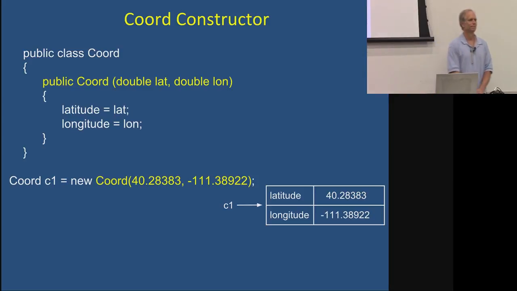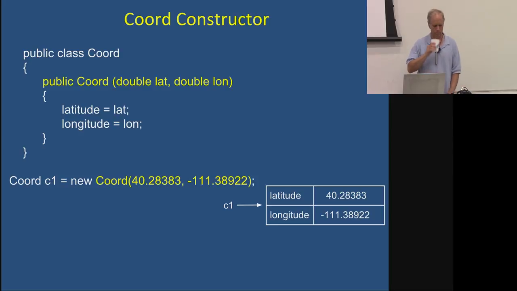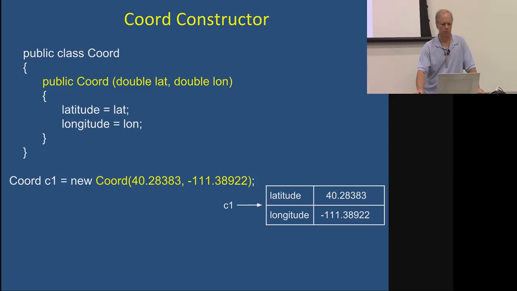Yes? So what you're saying about where the latitude equals lat and longitude equals lon, I'm still not really sure I understand if that's pseudocode? No, this is not pseudocode. These are just 2 assignment statements. It says take the value of lat, which is a parameter, and store it into the latitude field of the object.